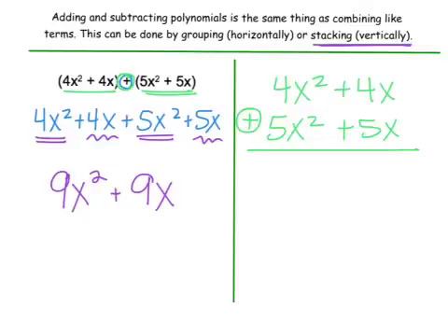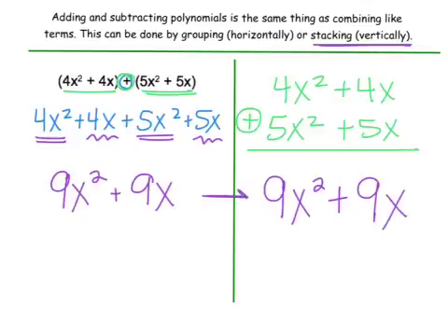4x squared plus 5x squared is 9x squared. 4x plus 5x is positive 9x. Same answer, either way you do it.